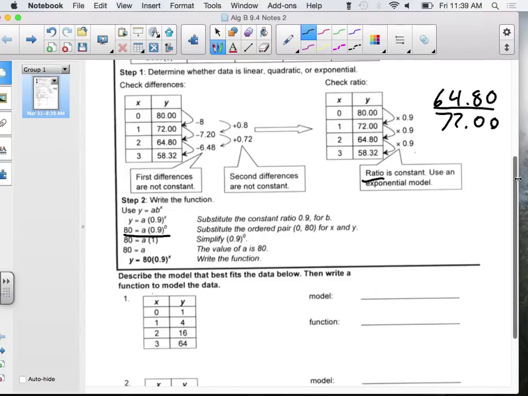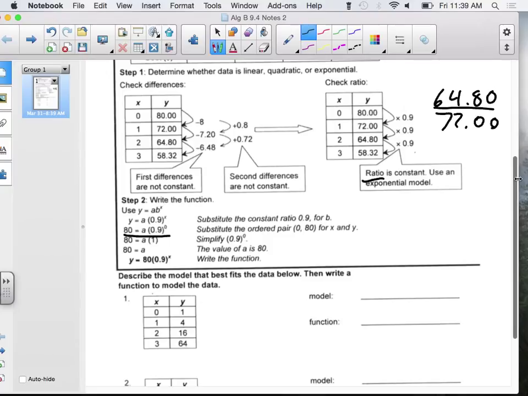Where's that 80 and 0 coming from? On the top, the 80 is the y and the x is 0. Yep, we have a y value of 80 and an x value of 0 in our table. So they just plug those right into our function that we have there.